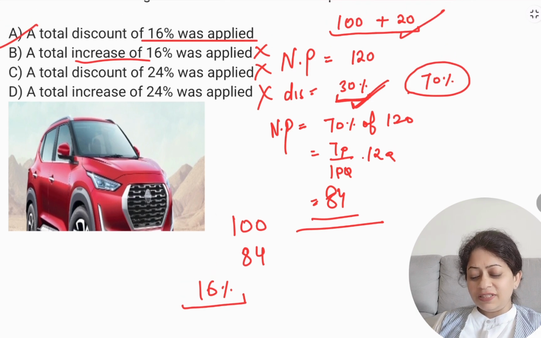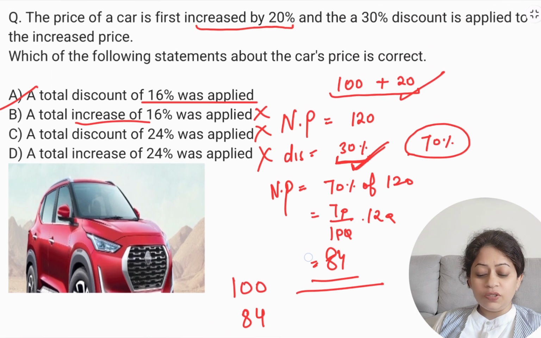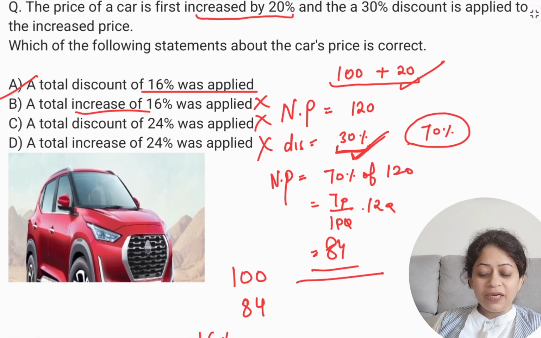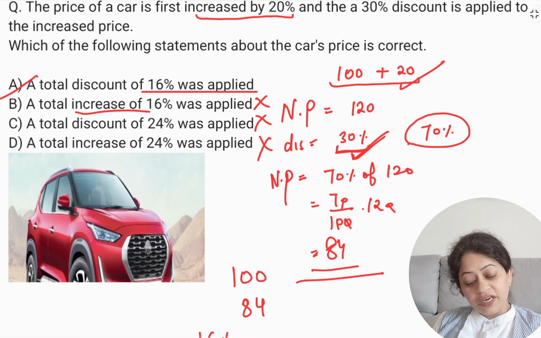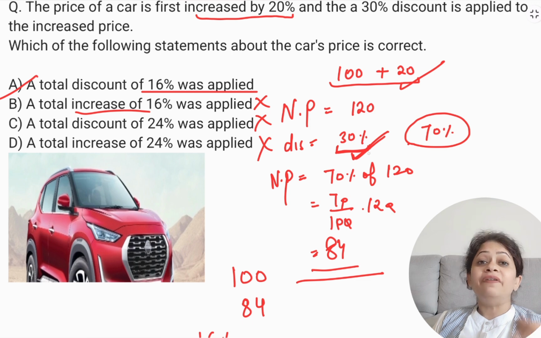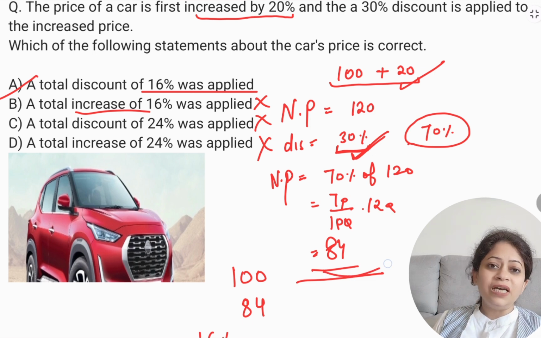So whenever you get this type of question, always do it in this way. If it is an increase of 20, the new price will always be 120%, like that. If it is a decrease of 30, the new price will be 70%. Okay, follow that method and you will always get to the conclusion.